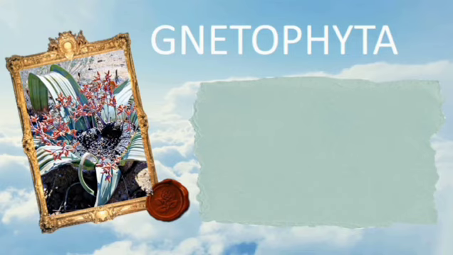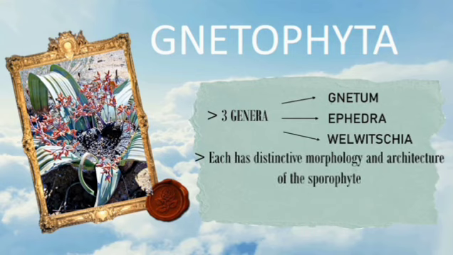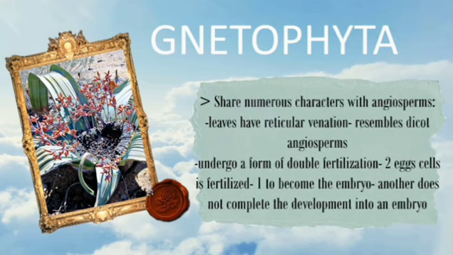The last classification of gymnosperm is Gnetophyta. Gnetophyta has three genera, which are Gnetum, Ephedra, and Welwitschia. Each genus has a distinctive morphology and architecture of the sporophyte. Gnetophyta share numerous characters with angiosperms. For example, the leaves have reticulate venation that resembles leaves of dicot angiosperms.